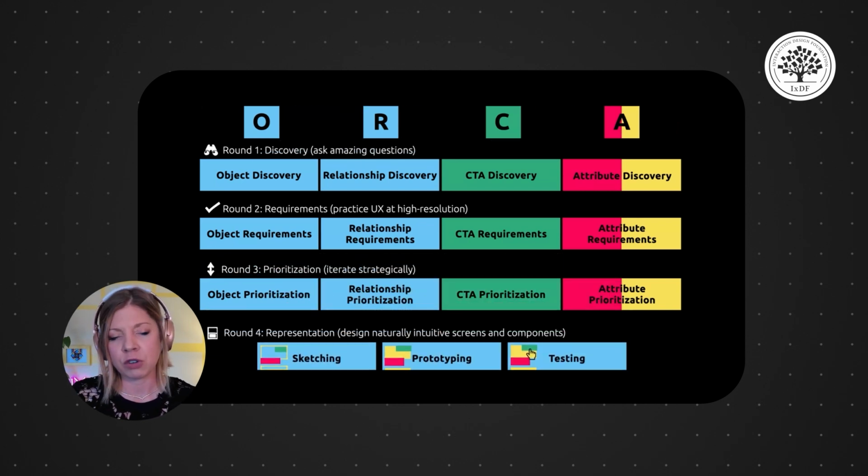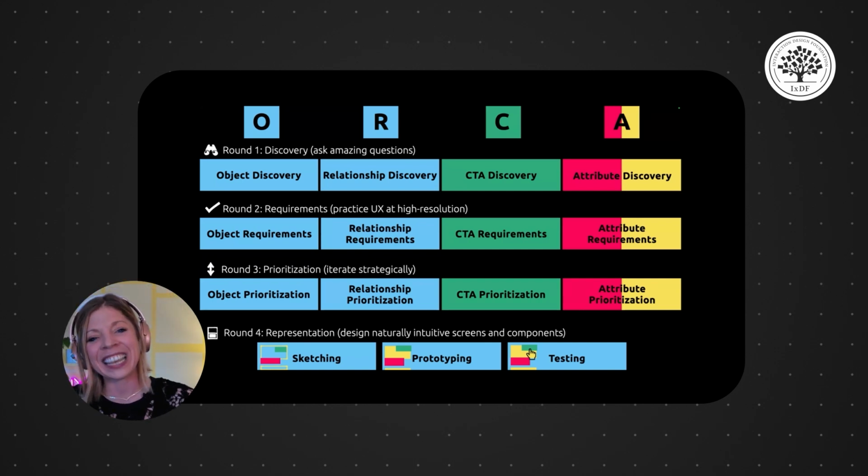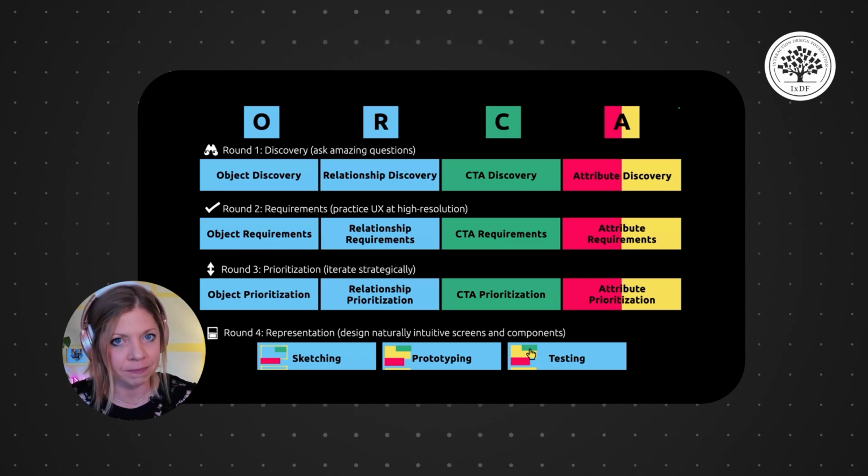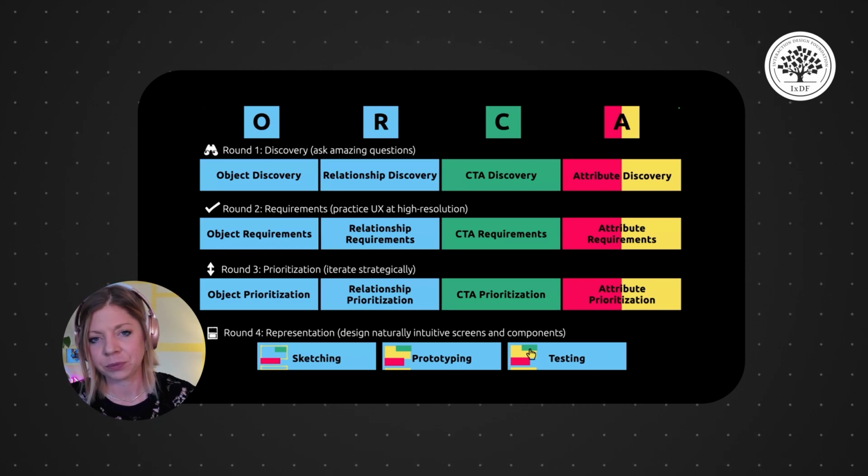And then we bring it all together into representation, of course, sketching, prototyping, and testing, which often people just start right there with sketching, prototyping, and testing. And then we iterate, which I believe is a little bit of a euphemism for rework. We want smart iteration. We don't want just to be like, oh, well, this didn't work. Go back to the drawing board.